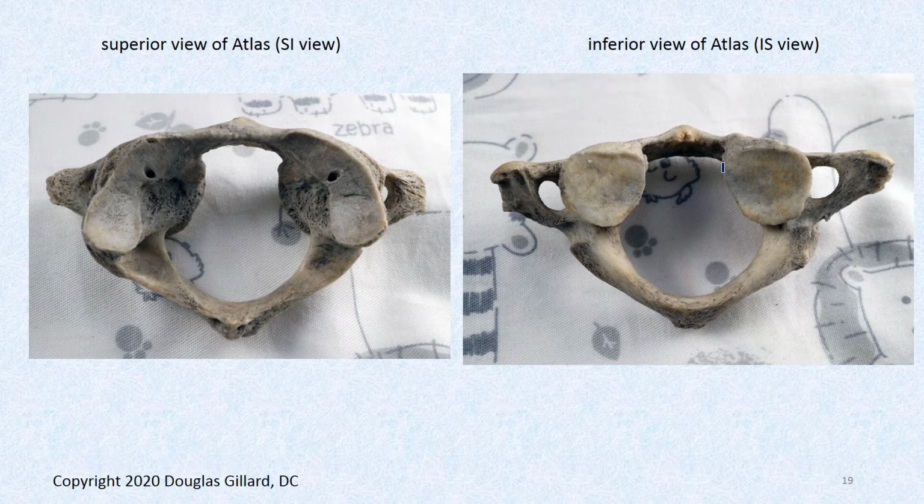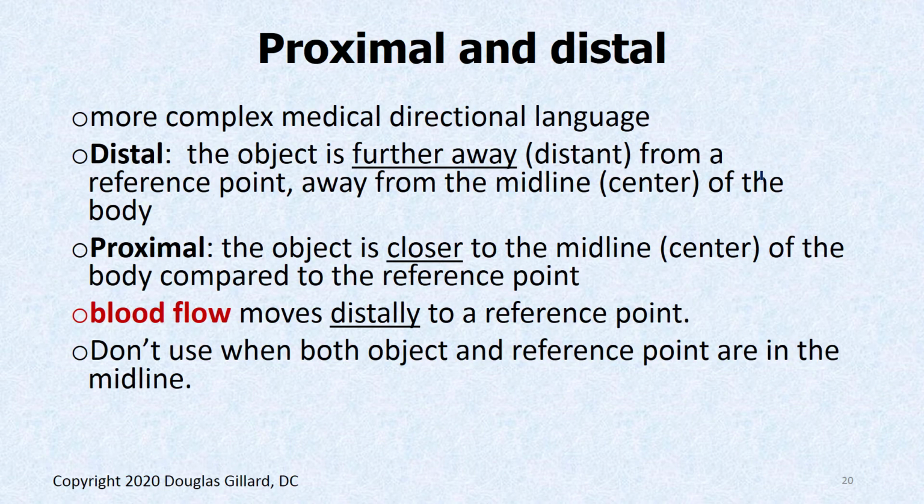This is atlas, the top bone. So my students who have had spinal anatomy with me will know this is a superior to inferior view. Why? Because the facets of the superior articular processes are concave. If we look at the inferior articular process facets here, they are flat. So that's an I to S view, inferior to superior view.